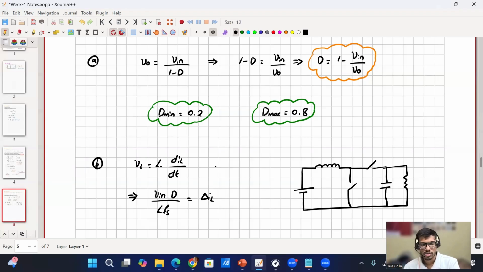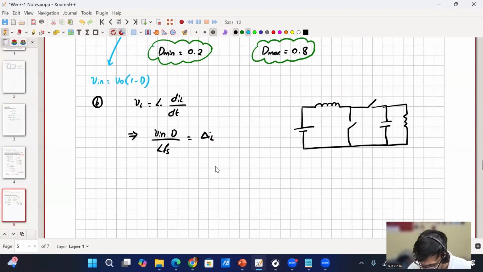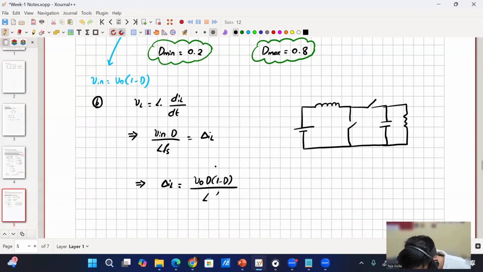Yes. Now, in the previous case I wrote everything in terms of V in and V naught, but in this case I would do it slightly differently. I'll convert V in in terms of V naught and 1 minus D. V in is V naught into 1 minus D. Now I'll substitute here. You'll know why once I get the expression. So now it is V naught into D into 1 minus D by L into Fs. V naught is fixed. L is what we are calculating. Fs is fixed.